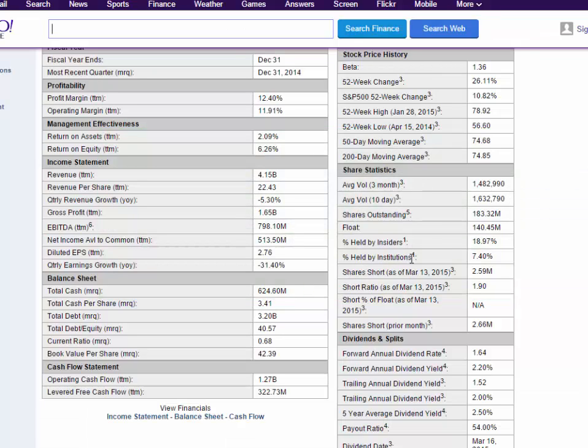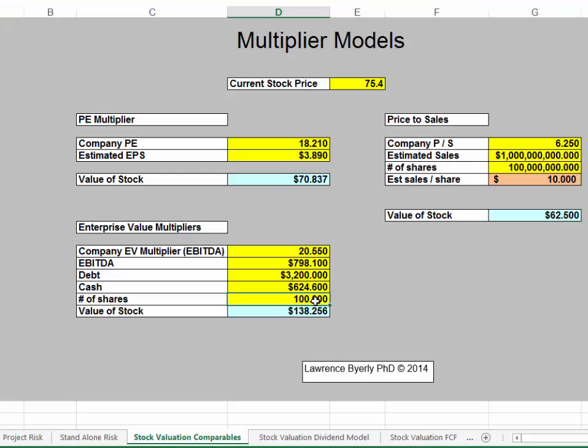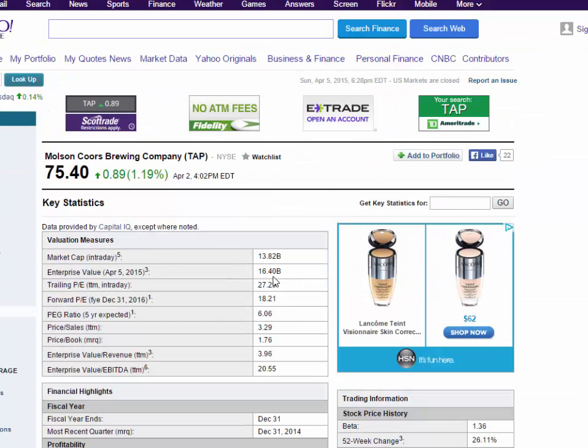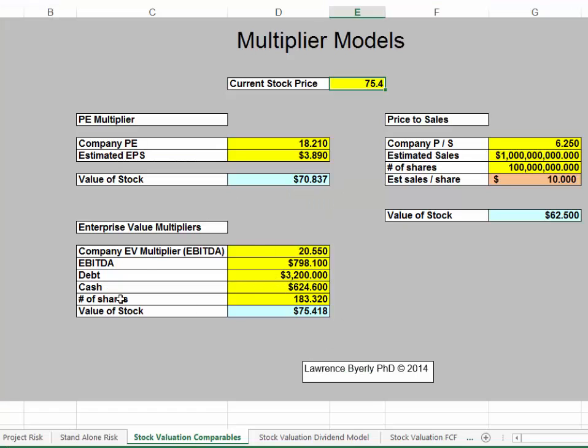Again, if we look over here to the right, we can find the outstanding shares, 183.32. So now we have a stock value of $75.41, which is exactly what the stock price is right now, $75.40. We're off a penny. So the enterprise value multiplier says that the current stock price is pretty much the value of the stock. What about price to sales?